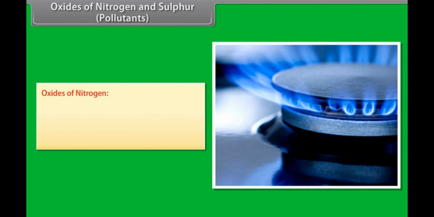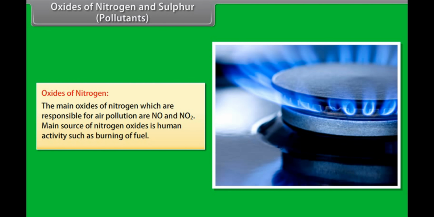Oxides of nitrogen and sulfur. Pollutants: oxides of nitrogen. The main oxides of nitrogen responsible for air pollution are NO and NO2. The main source of nitrogen oxides is human activity, such as burning of fuel.